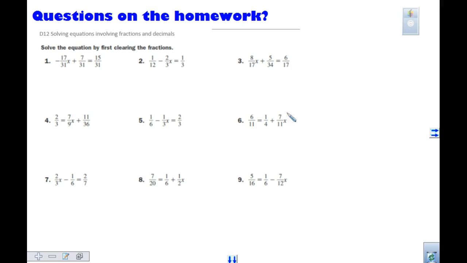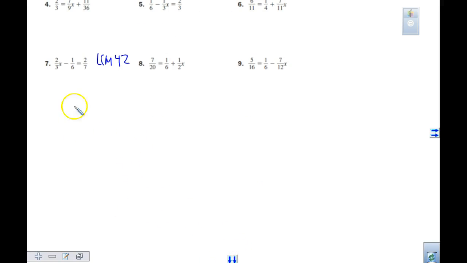So, taking a look at number 7, I look at 3, 6, and 7. The least common multiple of 3, 6, and 7 should be 42. So when I go to multiply, I need to take 42 over 1 times each side. Please rewrite and put the x in the numerator. So write it as 2x over 3, minus 1/6, times 42 over 1, equals 2/7 times 42 over 1.